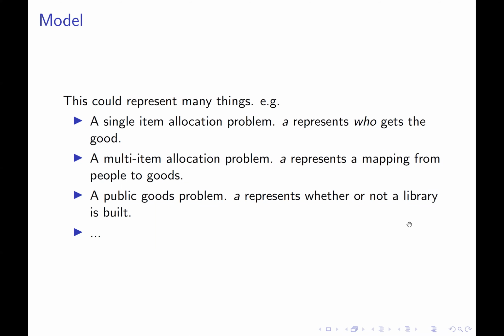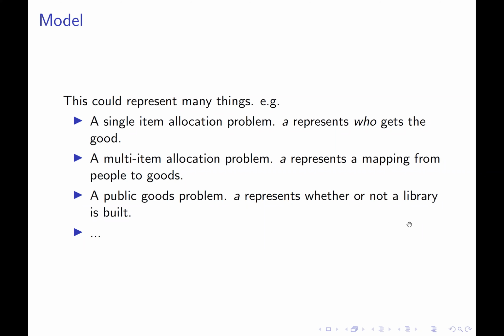Or it doesn't have to be a single item allocation problem. It could be a multi-item allocation problem. I might have many things. I might have hand sanitizer, toilet paper, corn husks. And I can allocate bundles of goods to different people, in which case the alternative would be a full allocation, a mapping from people to goods.